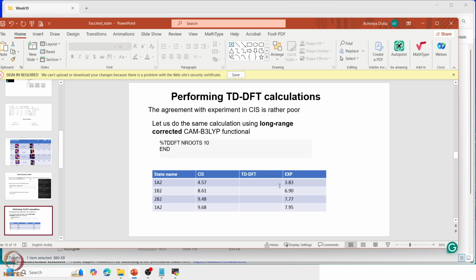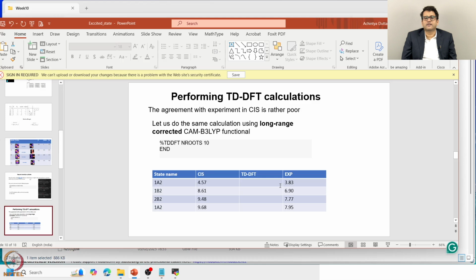So, in case of doing a TD-DFT calculation, we are going to use the keyword %TD-DFT. It is like the %CIS only. In place of giving CIS en route 10, you get %TD-DFT 10. You can also give the NTO option available here.